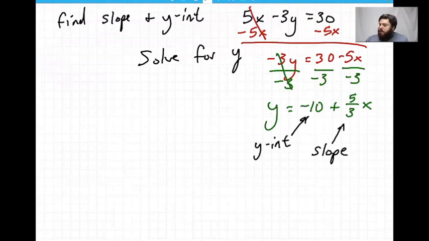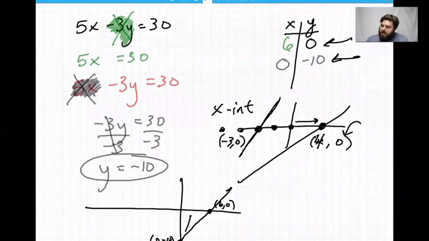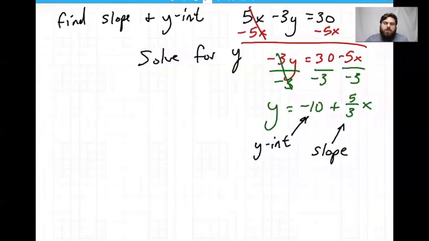Now just think about this. We already graphed this, so I could graph it now too. The y-intercept is -10, that's down here, and the slope is 5/3. So go up 5 over 3, here's your point. Up 5 over 3, up 5 over 3. So you'd see it's the same graph, but if you're just graphing it, I think it's easier to use the intercepts. If you're actually asked to find the slope and the y-intercept, then you've got to solve for y.